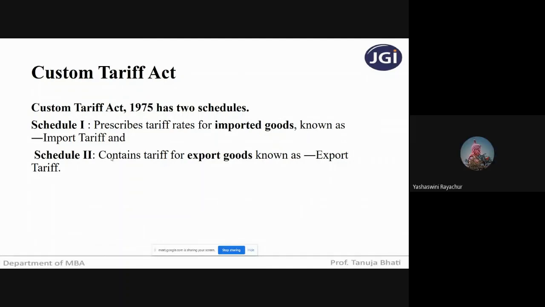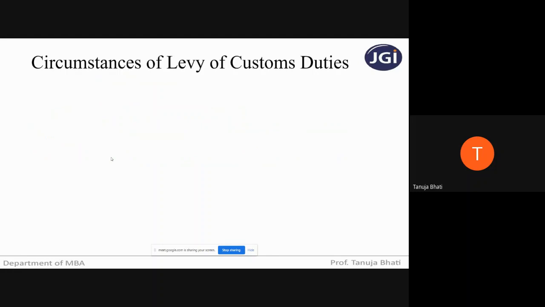Yes, ma'am. Yes, ma'am. Next, let us see what are the circumstances of levy of customs duty.